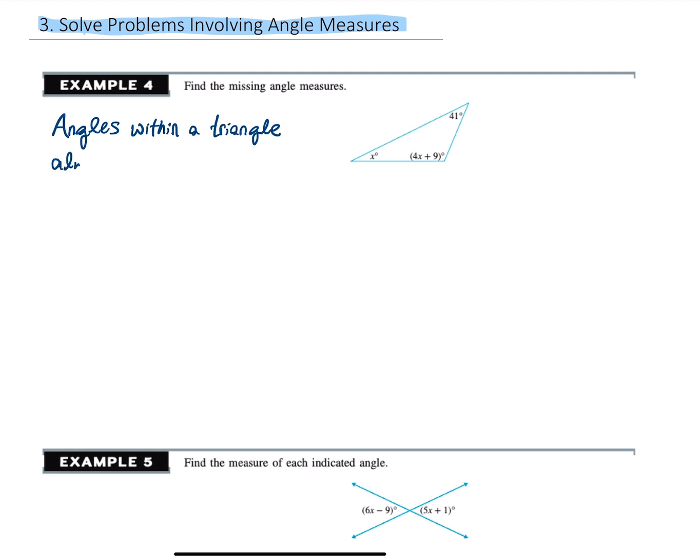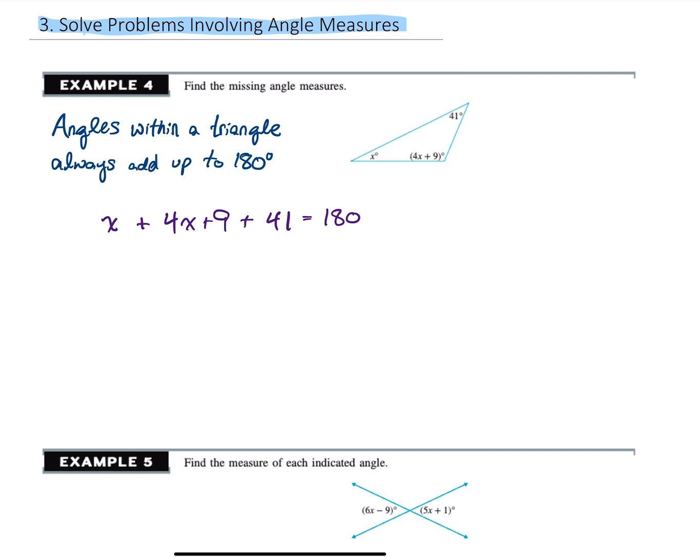And I'll write that here. So we can take advantage of that fact. Since we have these 3 angles, their sum must be 180. So let's write a little equation. Our first angle is x plus our second angle, 4x plus 9, plus our third angle, which is 41. This all should add up to 180.